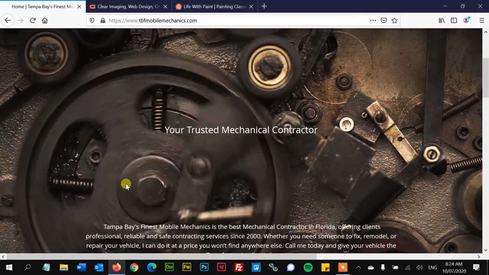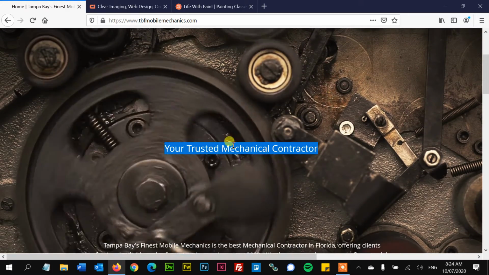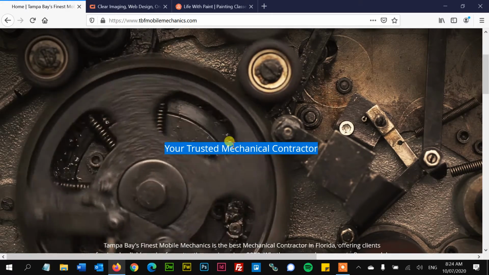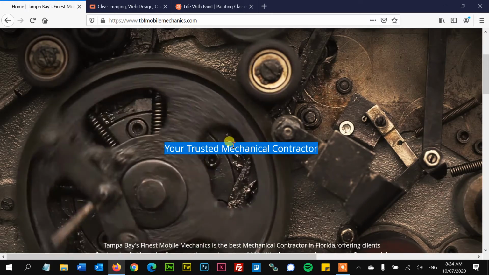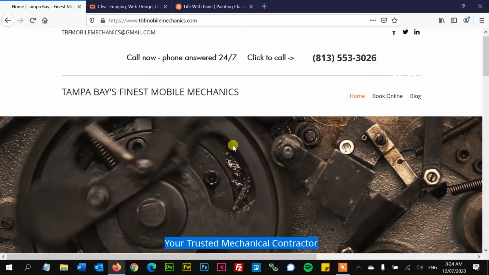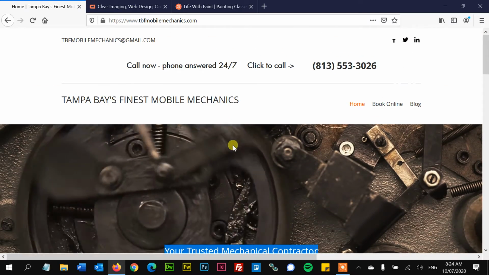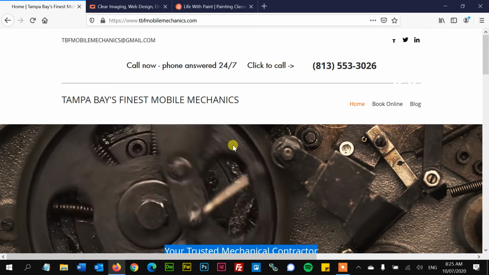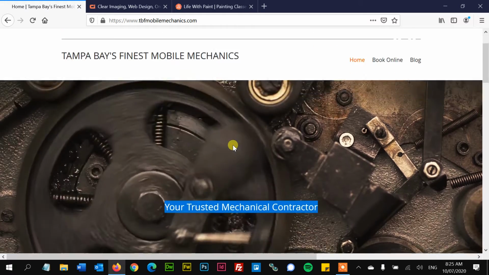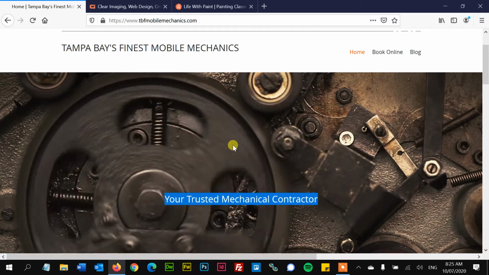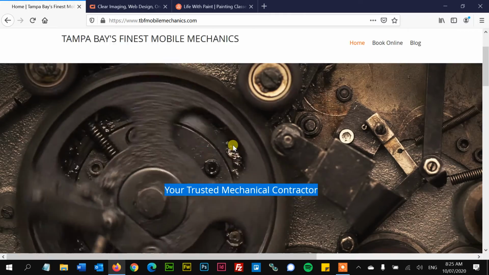And right now he has this, which is not sufficient. It needs to say: we solve problem with solution, so you get desired result, right? So the desired result for auto mechanics would be peace of mind. You're getting the reassurance that your car's not going to break down. The solution is their excellent mechanic work, and the problem would be whatever car problem.